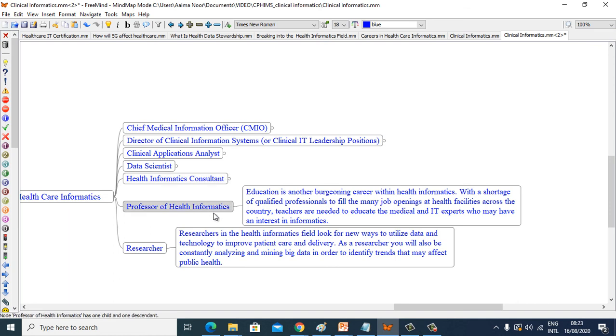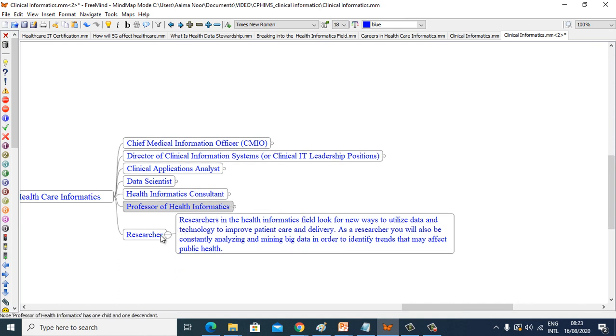Professor, Health Informatics. Education is another ongoing career within healthcare informatics. With a shortage of qualified professionals to fill the many job openings at health facilities across the country, teachers are needed to educate the medical and IT experts who may have an interest in informatics. Researchers.